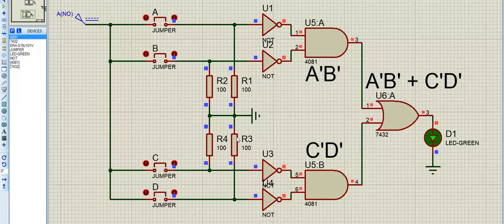This is the Proteus circuit that is used to verify the truth table for the given expression A complement B complement plus C complement and D complement. As all 4 of the inputs right now are open or 0, this means that all inputs after the NOT gates are 1s and give a 1 at the output. To give a 0 at the output, one of the inputs on both sides has to be 1, which gives the complement value of 0, giving the output as 0.